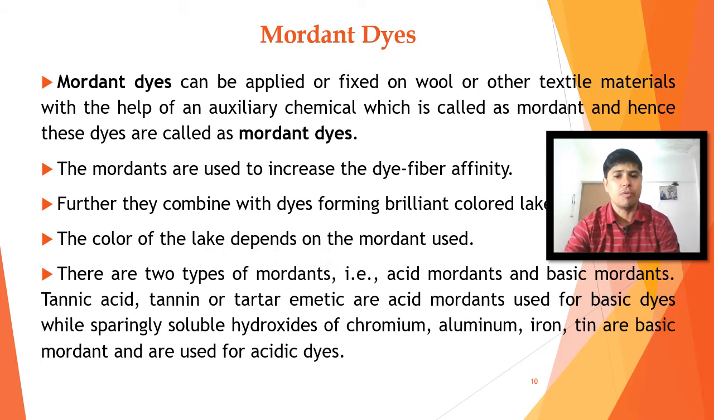There are two types of mordant: acid mordant and basic mordant. Tannic acid, tannin and tartar emetic are acid mordants, used for basic dyes. Sparingly soluble hydroxides of chromium, aluminum, tin and iron are basic mordants, and they are used for acidic dyes.